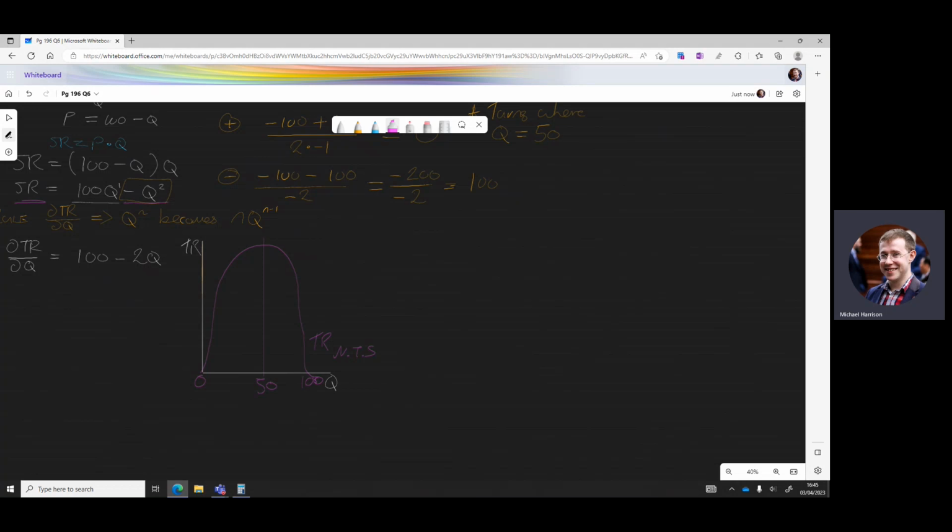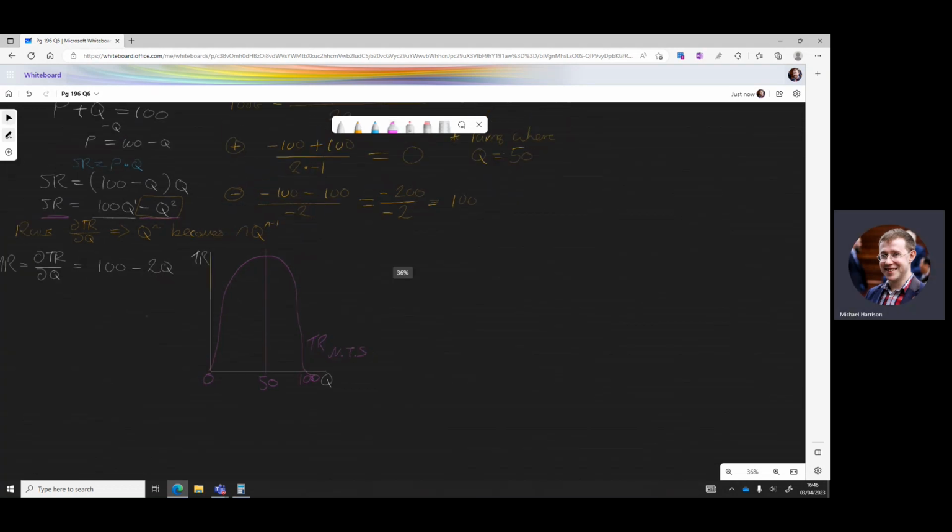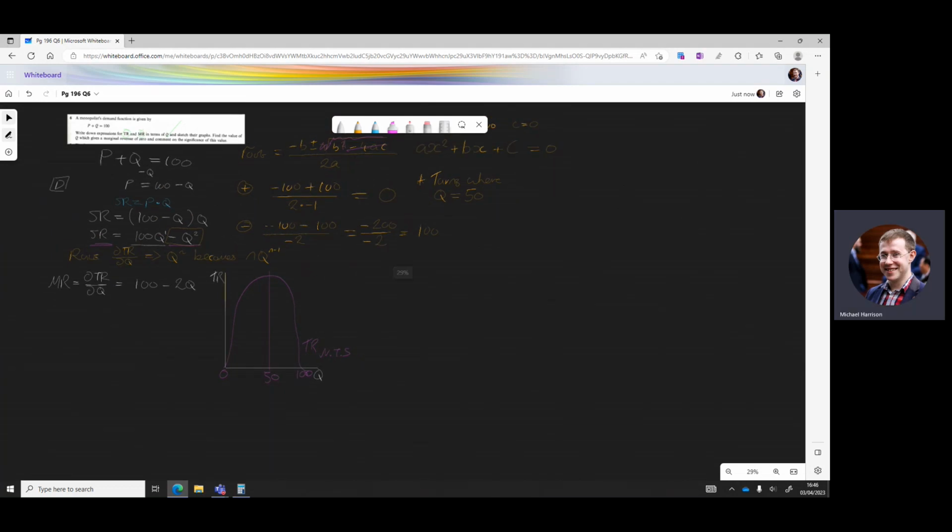Now, I need to now work on graphing the marginal revenue. Now, the marginal revenue is a little bit easier for me to work on. So on the y-axis, I'm going to say I also plot marginal revenue, and I think maybe I'll work in a different colour. That blue might be quite a good one to go for.